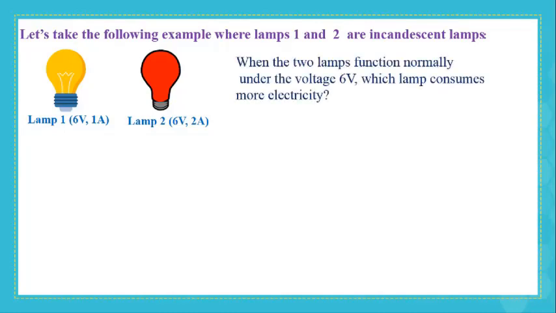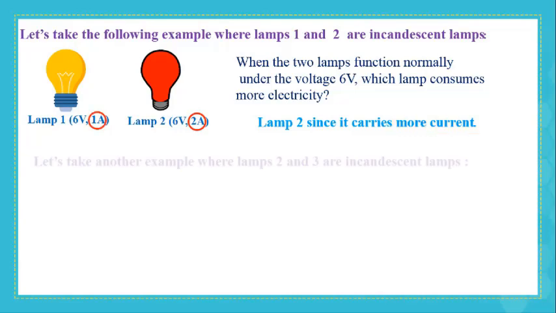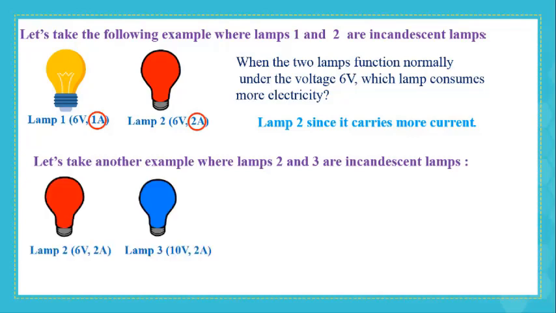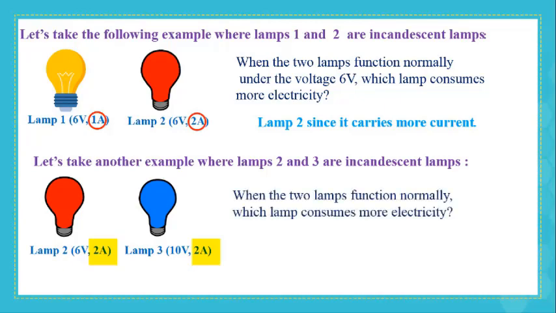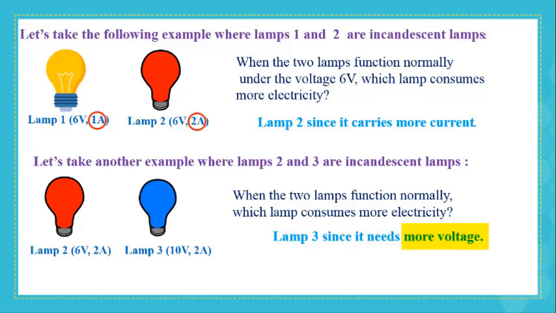When the two lamps function normally under 6 volt, which lamp will consume more electricity? Lamp 2. Why? Since it carries more current. Let's take another example where lamps 2 and 3 are incandescent lamps. Both lamps carry the inscription 2 ampere, but when they function normally, which one consumes more electricity? Lamp 3. Why? Since it needs more voltage than that needed by lamp 2.